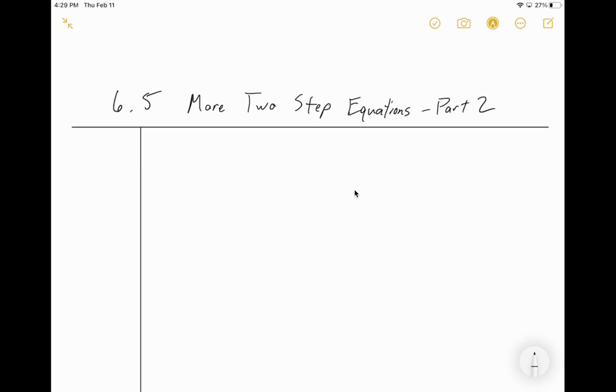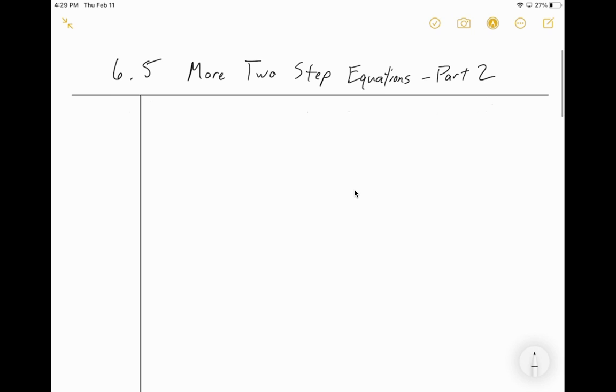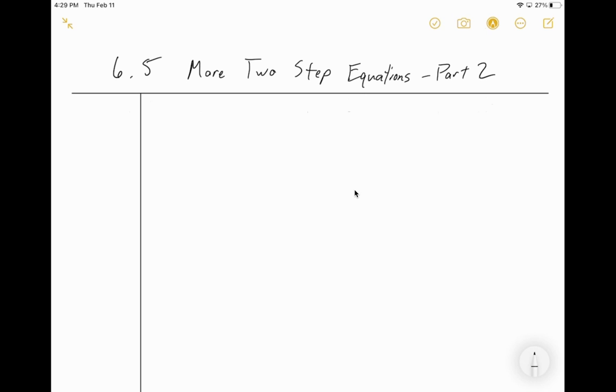All right, today we are going to look at 6.5, more two-step equations, part 2. Okay, so the last lesson we looked at two-step equations with the ones with the parentheses or over a whole fraction bar. Today we're going to look at ones that have fraction or decimal coefficients. So very similar, just a little bit more difficult because they've got fraction or decimal coefficients. Okay, so let's go ahead and write this down.